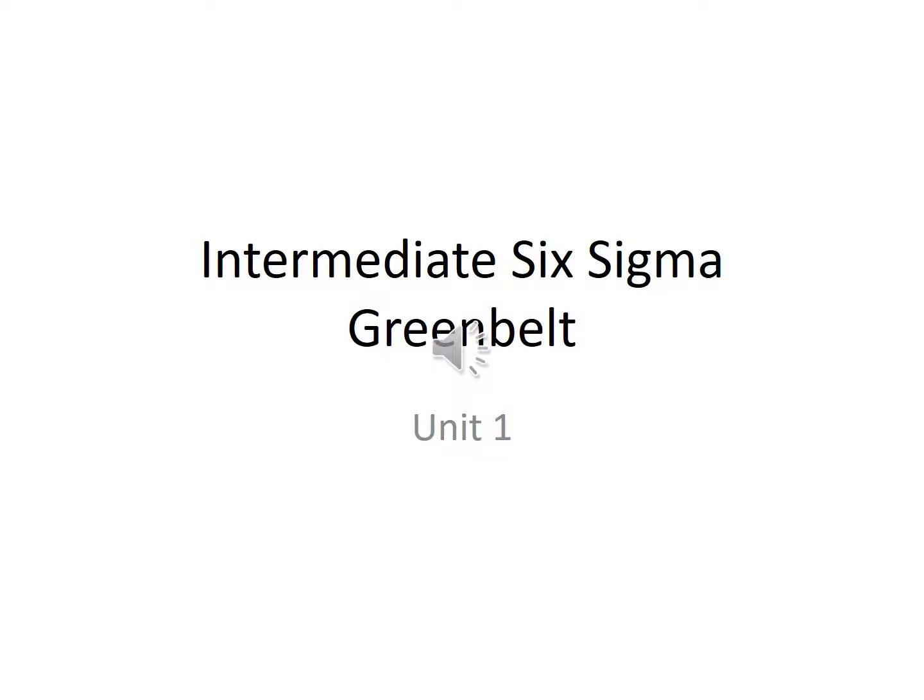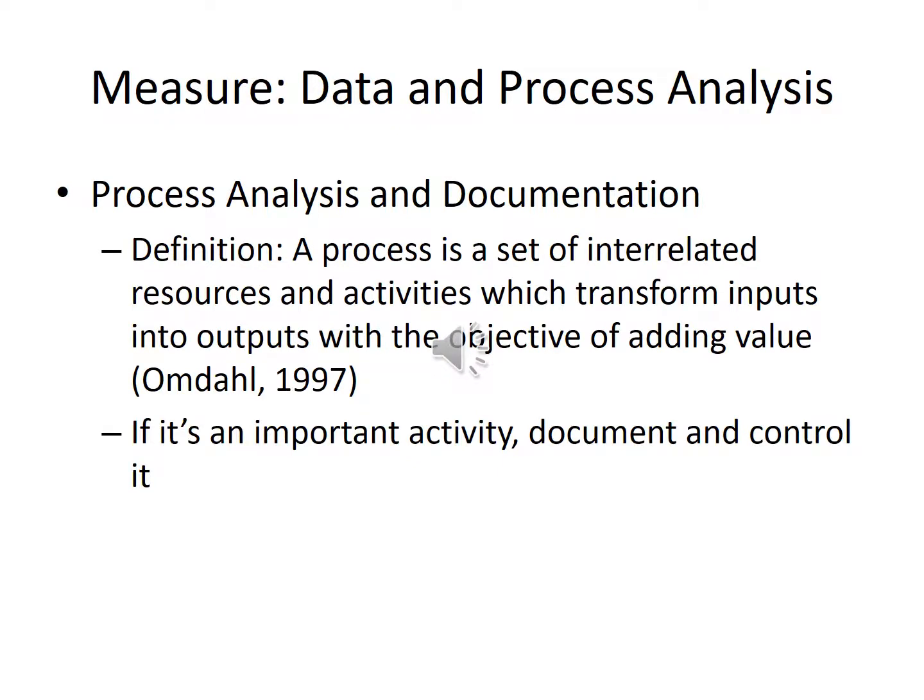All right, the first unit of the Intermediate Six Sigma Greenbelt course. Process data and documentation is a set of interrelated resources and activities which transform inputs into outputs with the objective of adding value. And we spent a great deal of time talking about value previously.